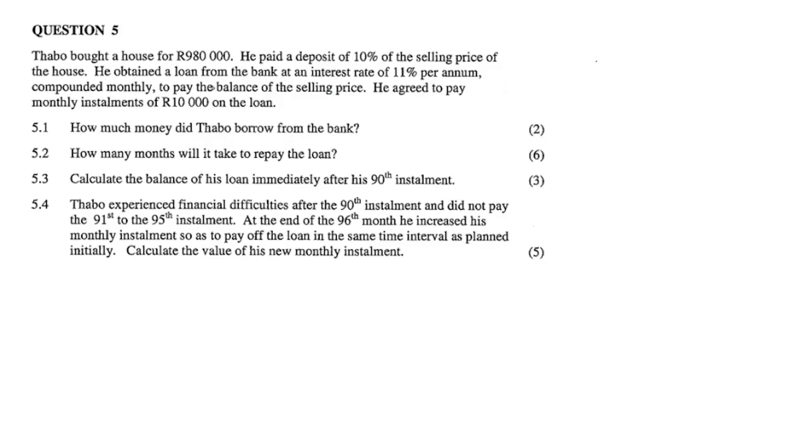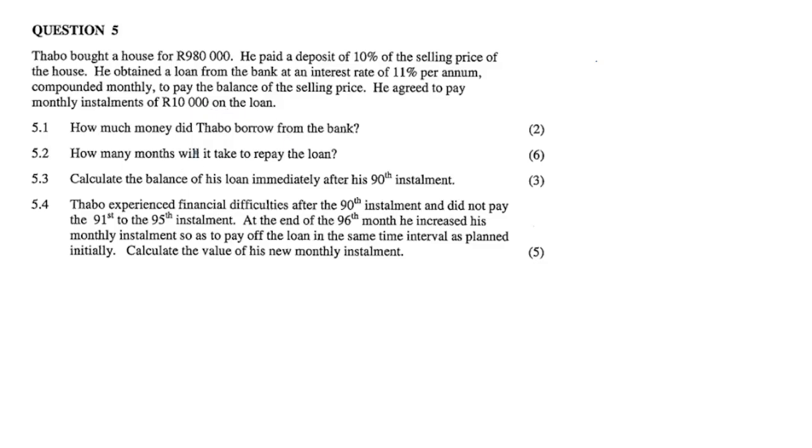So Thabo buys a house for 980,000. He pays a deposit of 10% of the selling price, and he obtains a loan from the bank at an interest rate of 11% compounded monthly to pay the balance of the selling price. He agrees to pay monthly installments of 10,000 on the loan. So we're not going to be working out the X, the monthly amount. He's chosen what he's going to pay. Therefore, we don't know how long it's going to take.